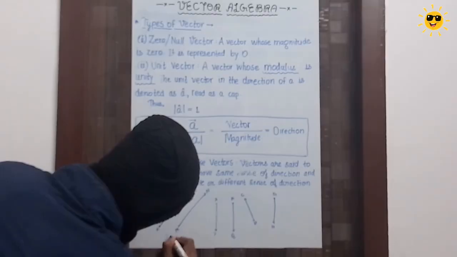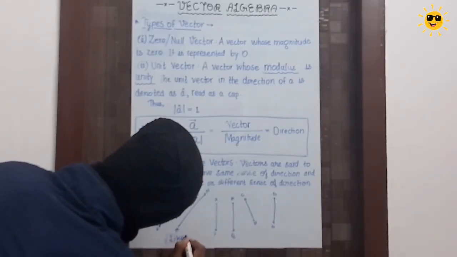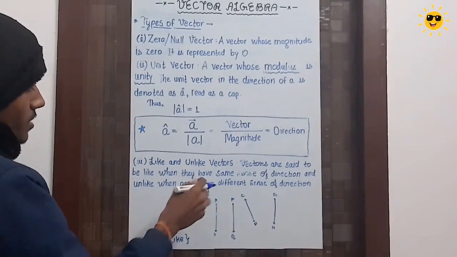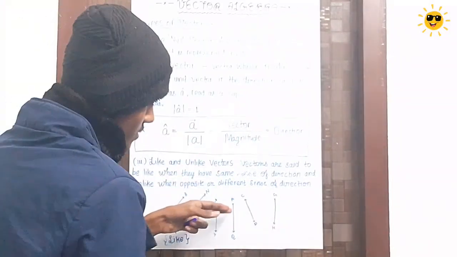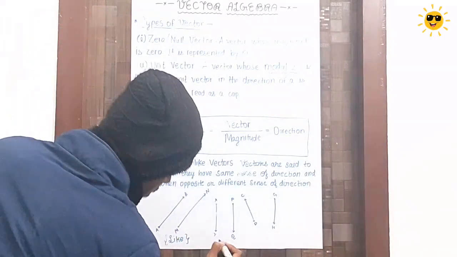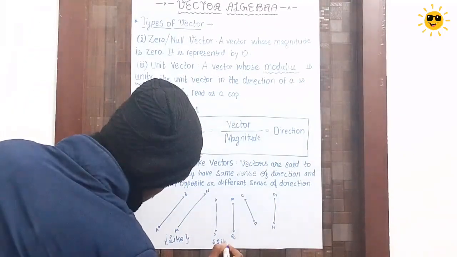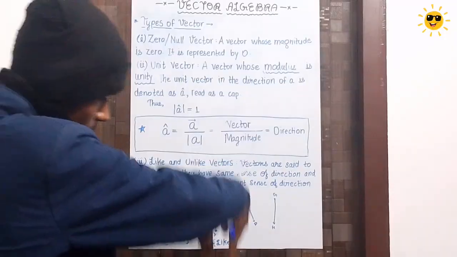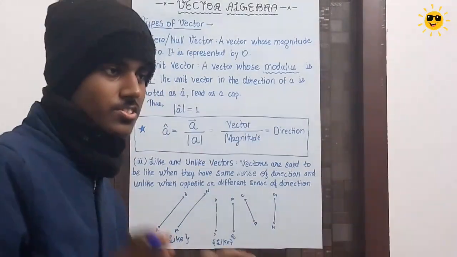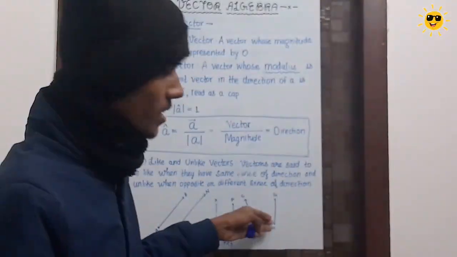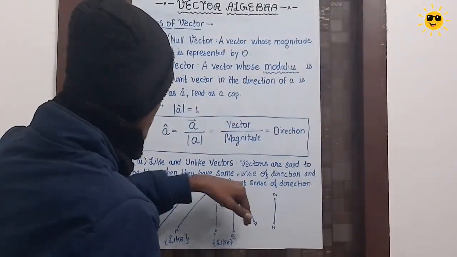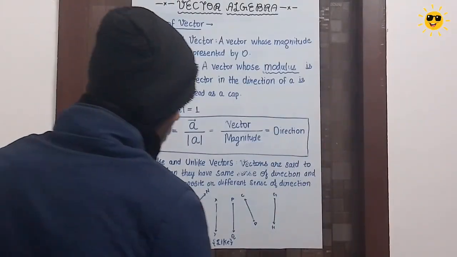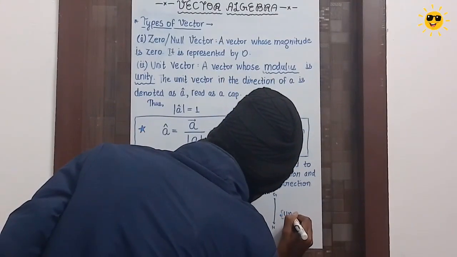Now AB vector and MN vector are like vectors because they both have the same sense of direction. XY and PQ vectors are also like vectors. Why? Because they have the same sense of direction. But CD and GH vectors are not like, because they have different sense of direction. CD is going there, GH is going there. Thus they are unlike vectors.